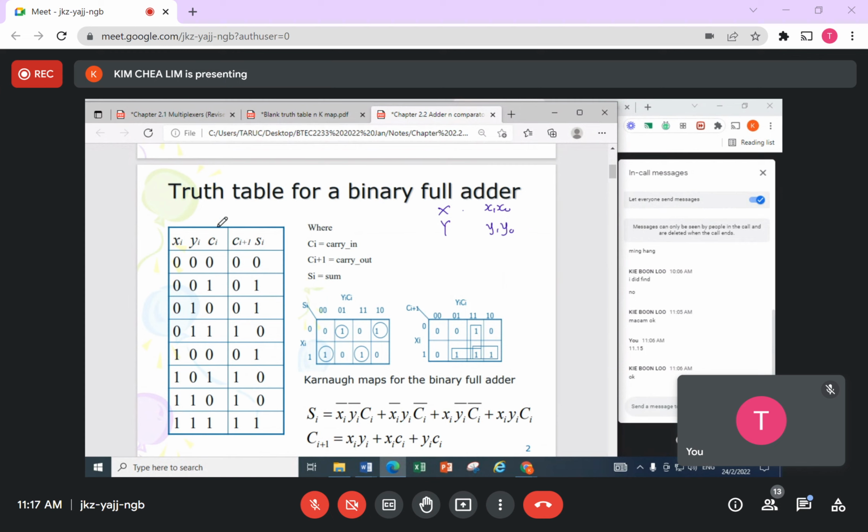Now, when we add up, we are going to have our carry out and sum. Taking for example, just a recall, let's say I have X, X1, X0, 0, 1, and my Y here is 1, 1. First, when I add this LSB bit at the time, of course, there's no carry.